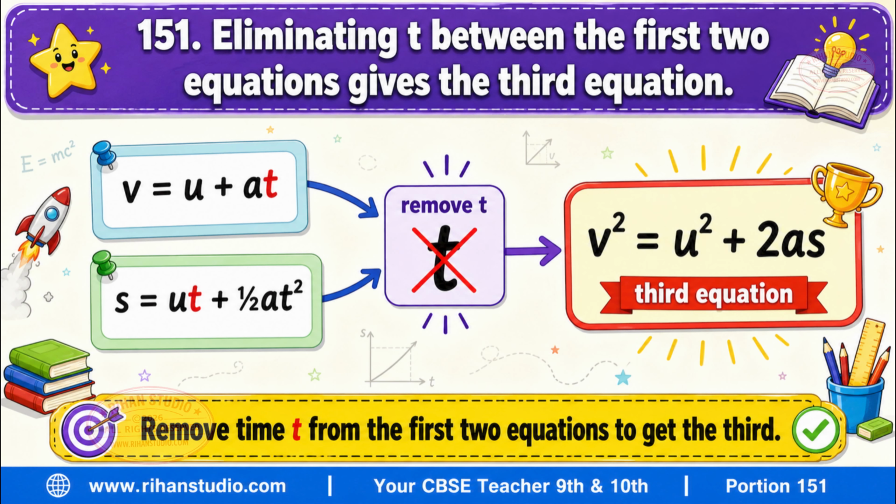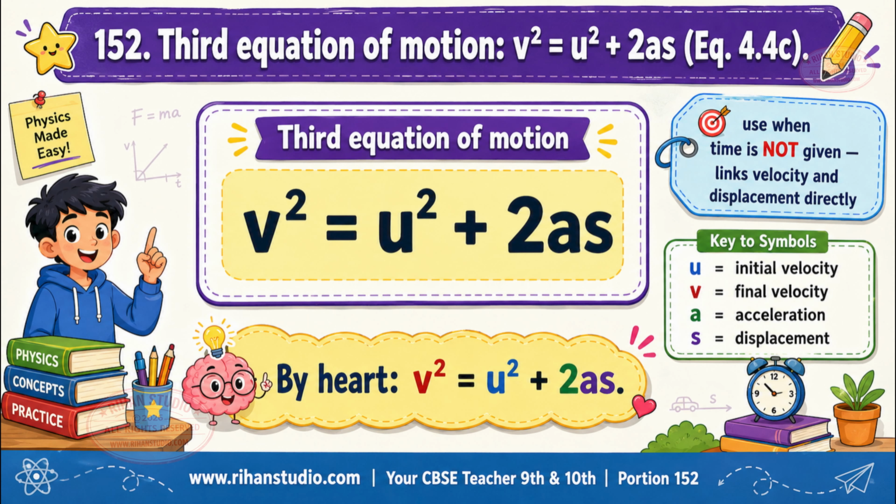Eliminating t between the first two equations gives the third equation. The derivation idea: remove time t from the first two equations to get a relation without t. Third equation of motion: v squared equals u squared plus 2as. This is the third equation. Use it when time is not given. It links velocity and displacement directly. By heart, v squared equals u squared plus 2as.